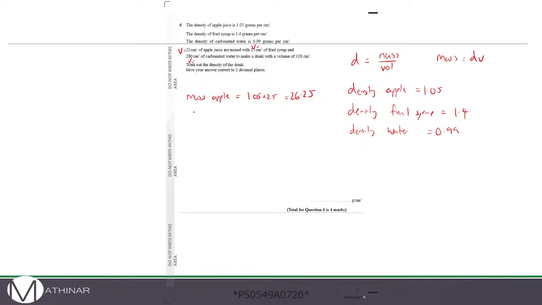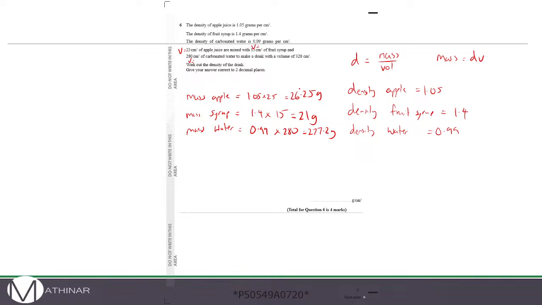Then we can work out the mass of the fruit syrup. That's going to be 1.4 times 15, which is 21. This is going to be in grams, by the way. And then we can work out the mass of the carbonated water. That's going to be 0.99 times 280, and that is 277.2 grams.